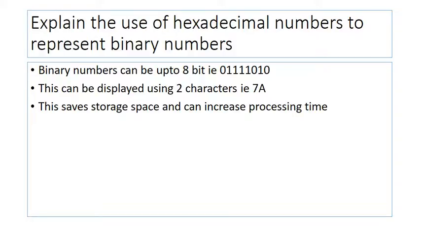And finally, we're going to be looking at explaining the use of hexadecimal numbers to represent binary. So binary numbers can take up to 8 bits of data. So for example, 0 1 1 1 1 0 1 0. It takes a lot of time. It takes a lot of storage space. If we can make it small, if we can abbreviate it, if we can convert it into a different system, so I use 2 characters, for an example 7A, it's going to save a lot of storage space. It's going to increase processing time.